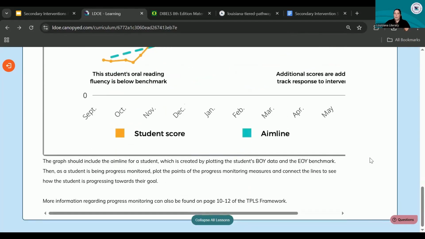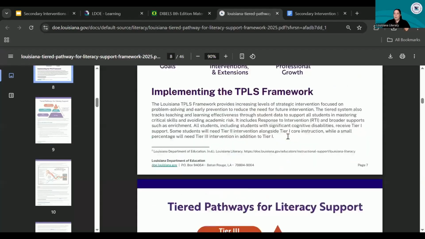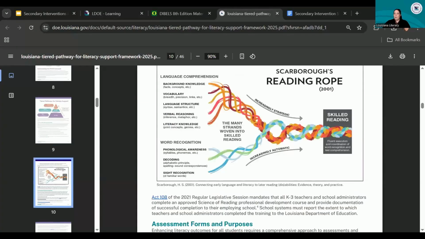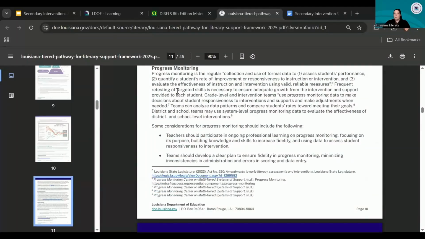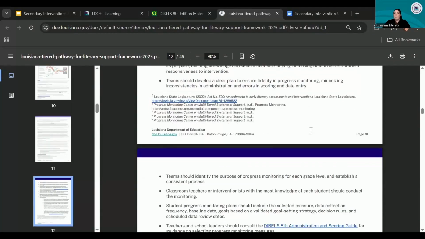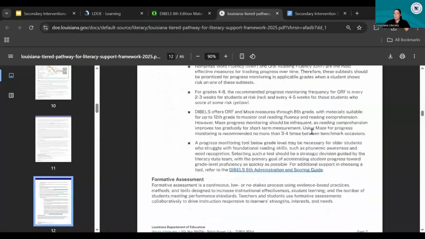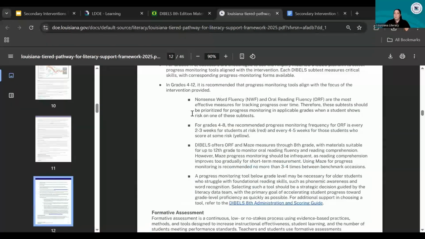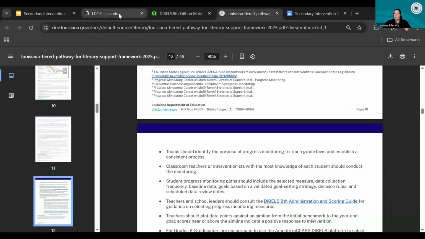We're going to look at some more on this in just a moment, but I do want you to also be aware that on pages 10 through 12 of the TPLS framework, there is some further information about progress monitoring as well and the different types of assessments that we use. So starting here on page 10, we'll talk about progress monitoring. Again, you have access to the DIBELS 8th Administration and Scoring Guide here, some information on the different types of progress monitoring measures and things like that. So that's also in your TPLS framework.